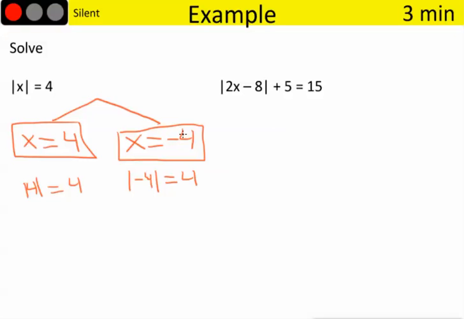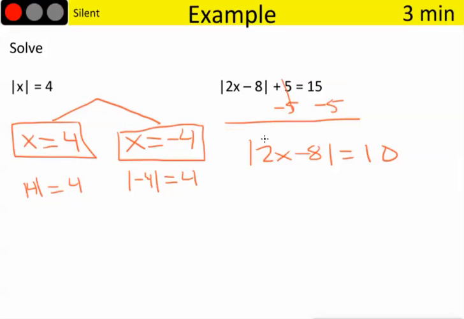Now, we're going to use what we know from that to solve this more complicated equation. Now, if I think about my operations that are happening to x, first it's being multiplied by 2, then subtracted by 8, then absolute valued, and then added by 5. So doing those in reverse order, the first thing I'm going to do is, just like normal, subtract 5 from both sides of the equation. So I get the absolute value of 2x minus 8 equals 10.